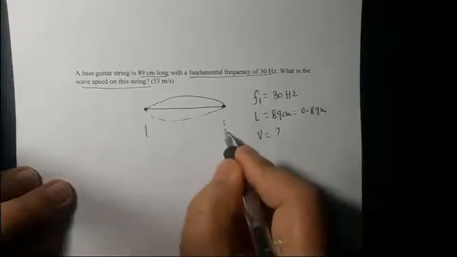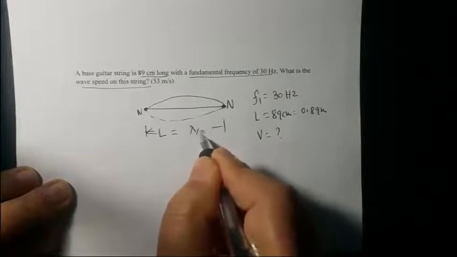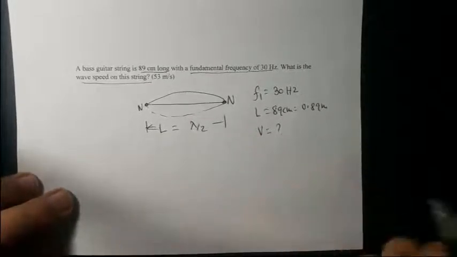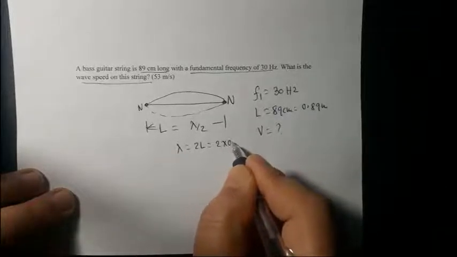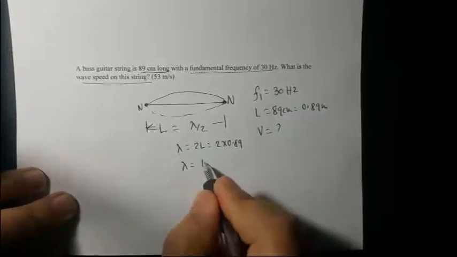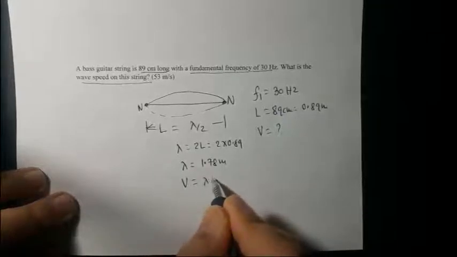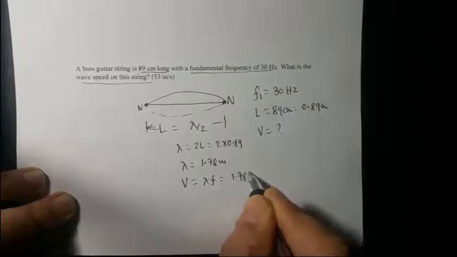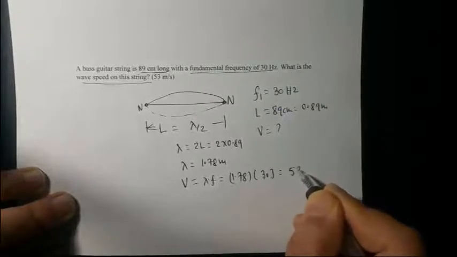And just match the condition. Again, this is node and node. The length has to match lambda over 2, half the wavelength, right? That's what you need to do. So first find the lambda. Lambda is twice L, so 2 times 0.89, and that's the wavelength of the given string, so this is 1.78 meters. So the speed of the wave V is lambda times frequency. So lambda is 1.78 and frequency is 30 hertz, which gives 53 meters per second.